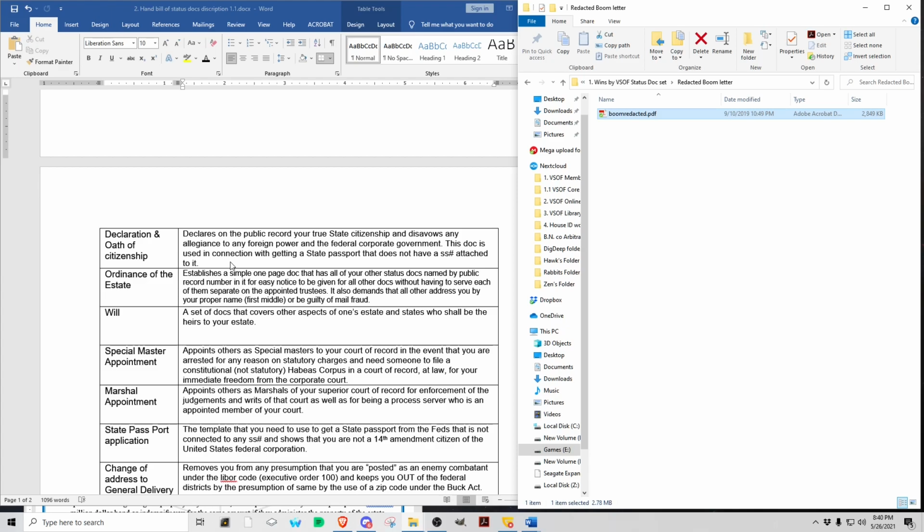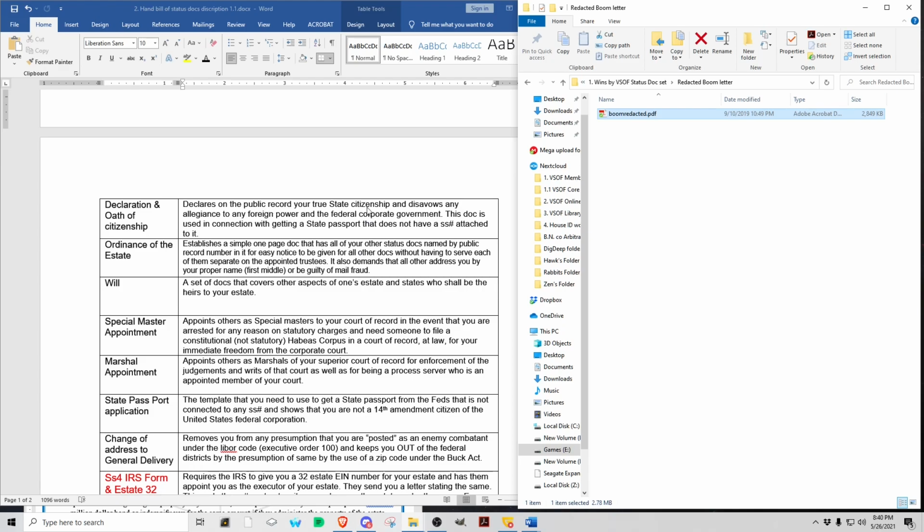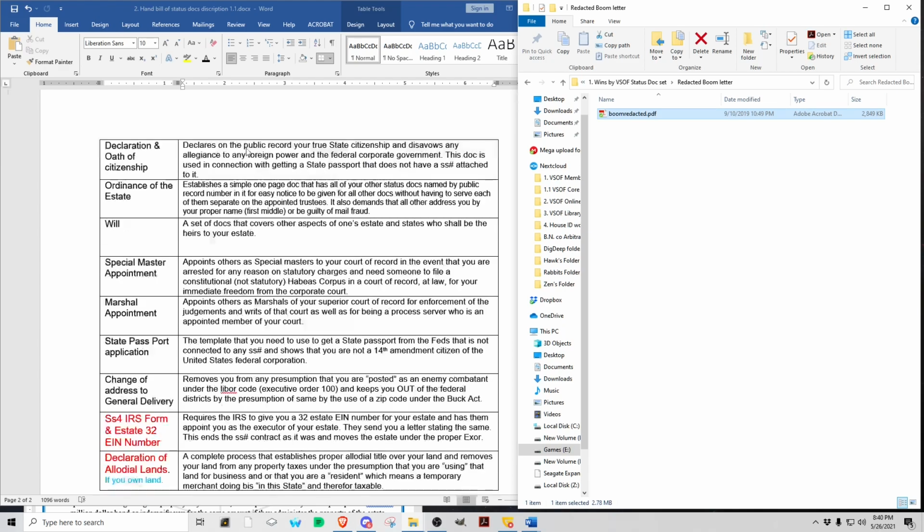I think it's 4 or 5 pages long, something like that. But it's extremely important because it fixes the status permanently and forever. You never have to worry about your status after you do your Declaration of Oath and Citizenship and put it onto the public record. It's over.